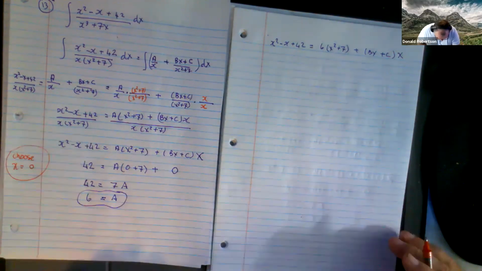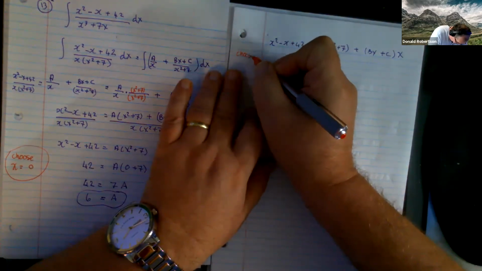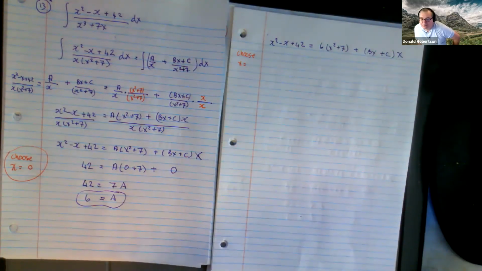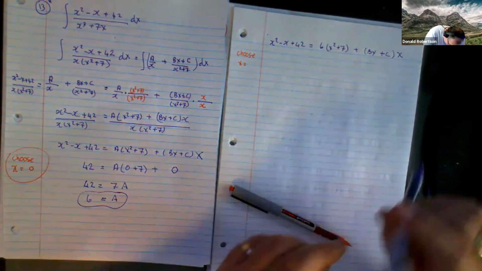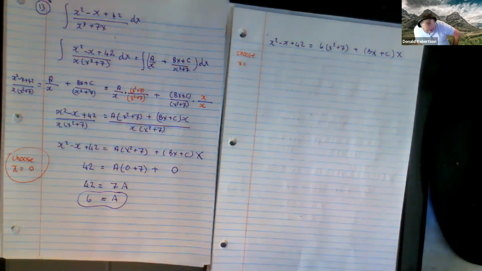Okay, so we're now at this stage, and I know this method is definitely not efficient, but it is effective. What value of x can I now pick so that I'm only left with the b or only left with the c?